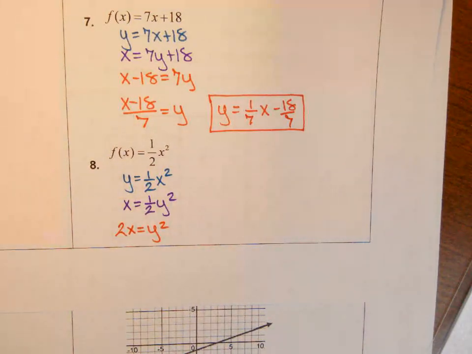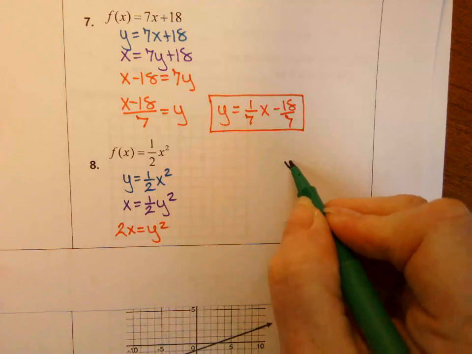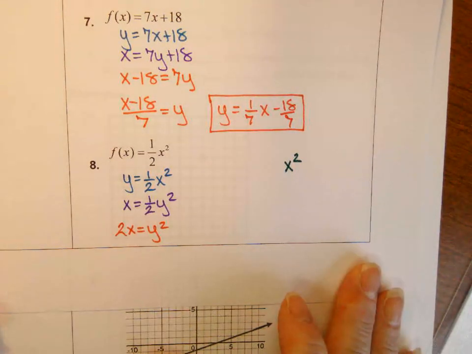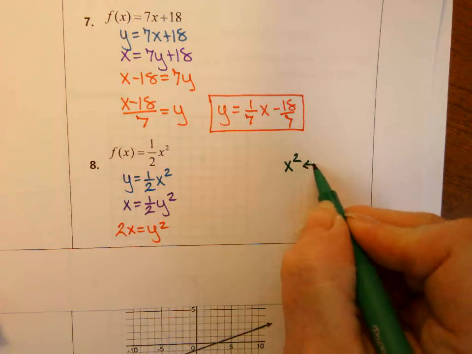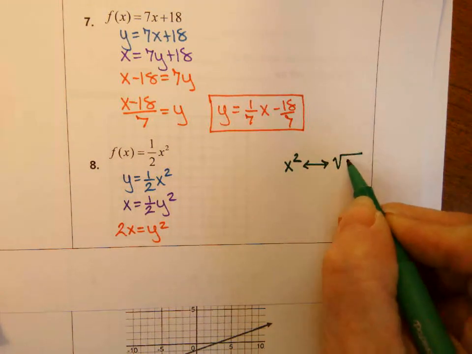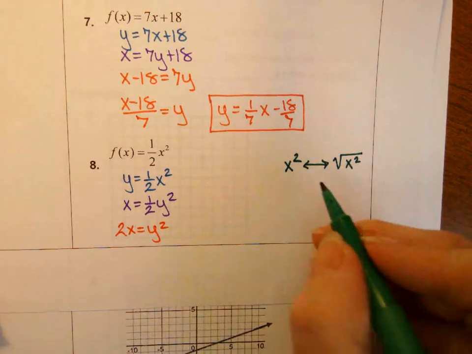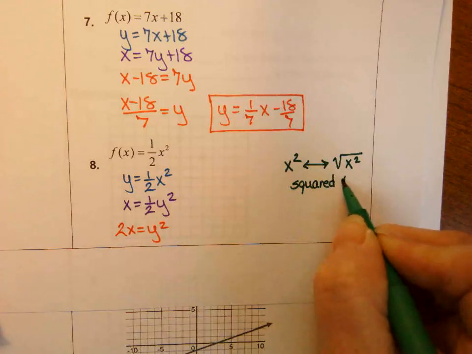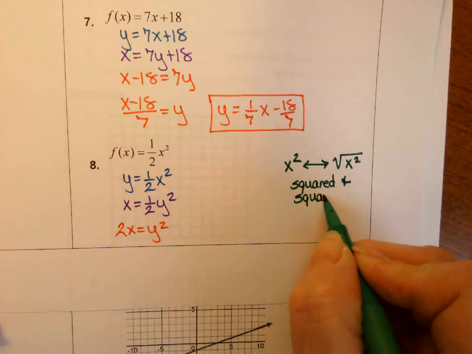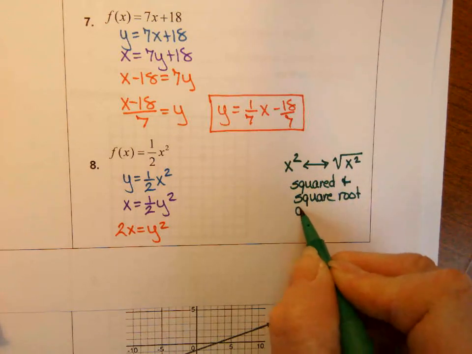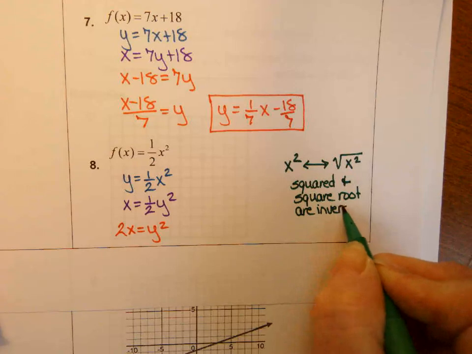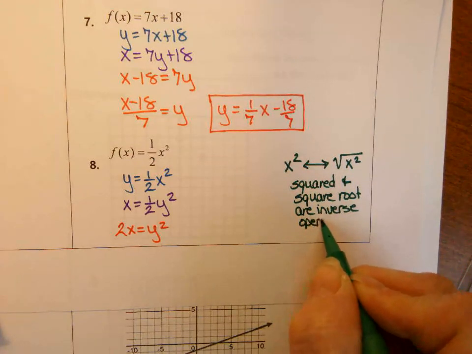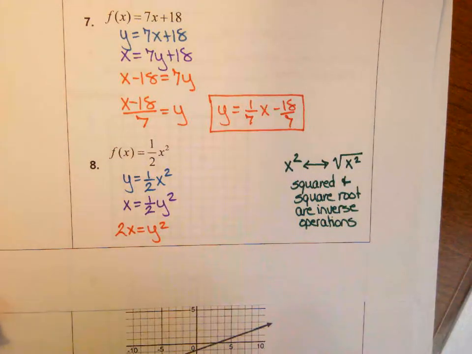All right, ladies and gentlemen, what do we do to undo squaring y? What's the opposite of raising a number to the second power? And the inverse operation would be the square root, right? Squared and square root are inverse operations. In other words, they undo each other.